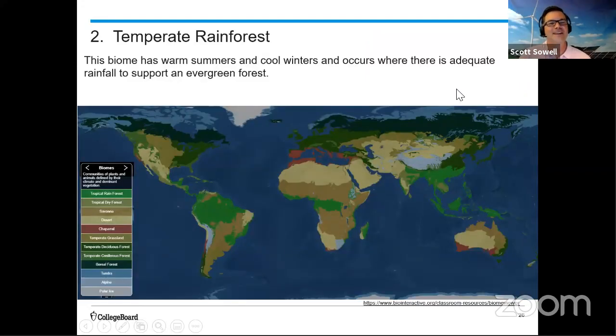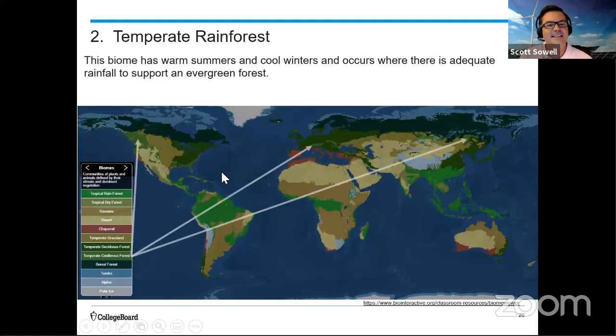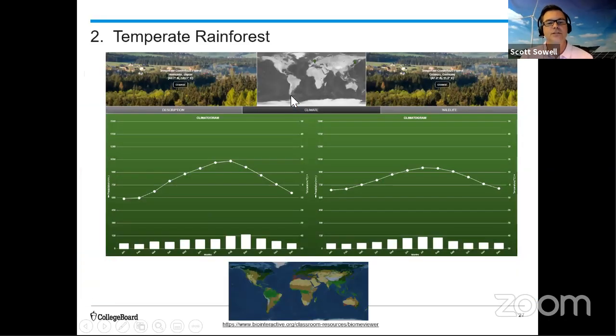Let's do temperate rainforest. So temperate rainforest is located here in the Pacific Northwest, also in Europe and some in Asia as well. You'll notice that in Biome Viewer, it's called temperate coniferous forest. Coniferous just means conifer trees, evergreen trees. It's got warm summers and cool winters and some pretty adequate rainfall. So you can see that this on the left is from Japan and on the right is from Germany, both temperate rainforests, both pretty similar in precipitation and temperature.